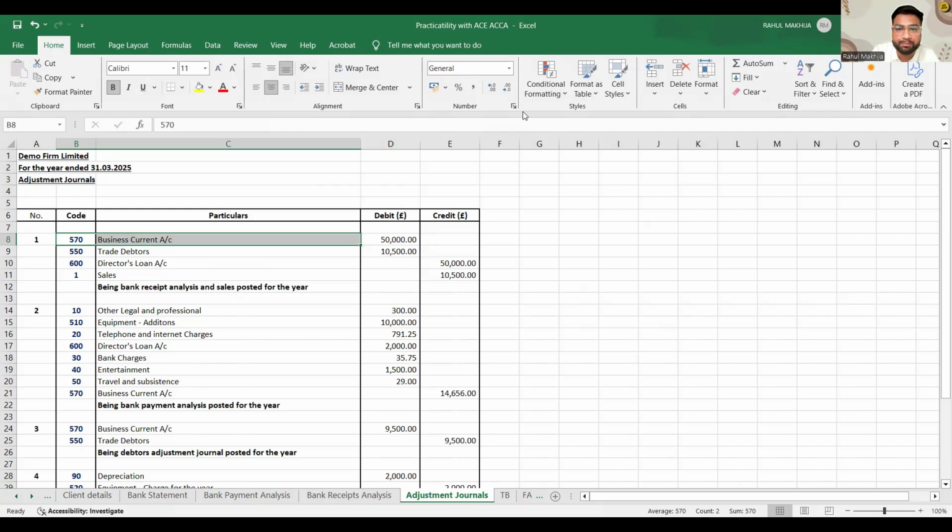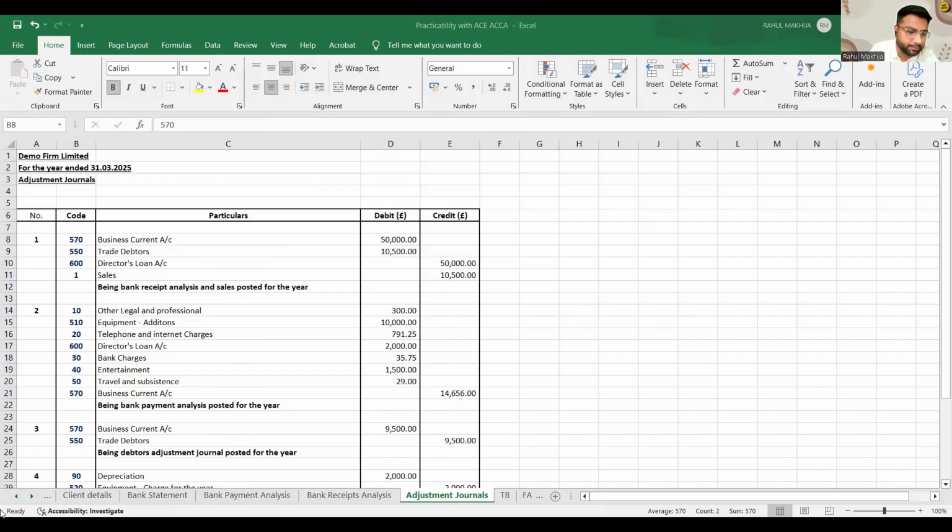Yes, sir. So can you also mention what those codes are that you have written out on the left hand side, those 570, 550? So they, yes, could get some idea about that.